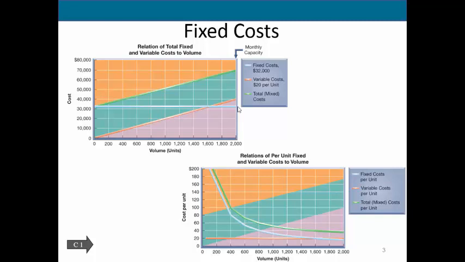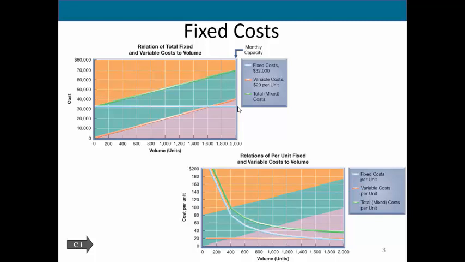So an example of a fixed cost would be rent. If you rent a building for $100,000 a year, it doesn't matter if you do anything in that building. So you could make 0 products and you still have to pay that rent. Or you could make 100,000 products and you still have to pay that rent. So the rent amount is a fixed cost because that rent amount stays the same no matter what kind of activity happens in that building.